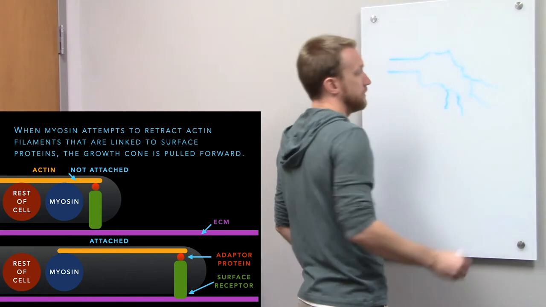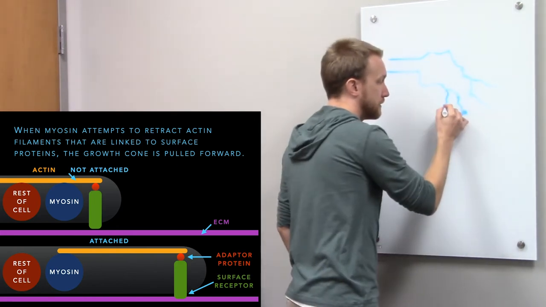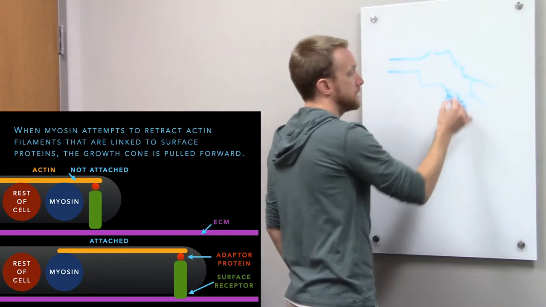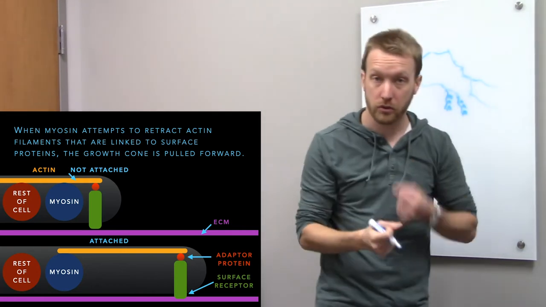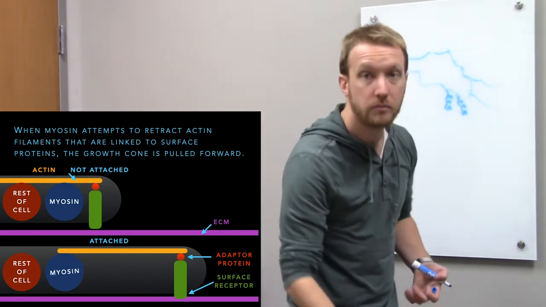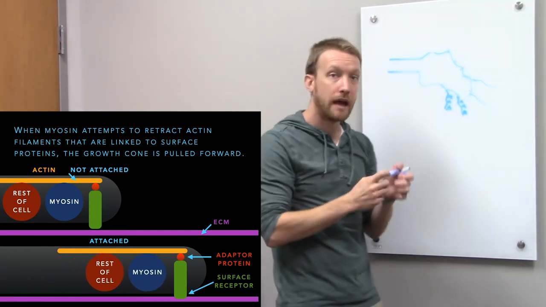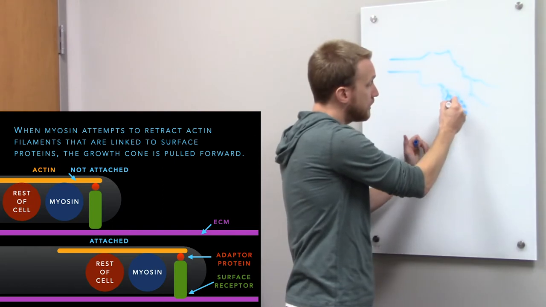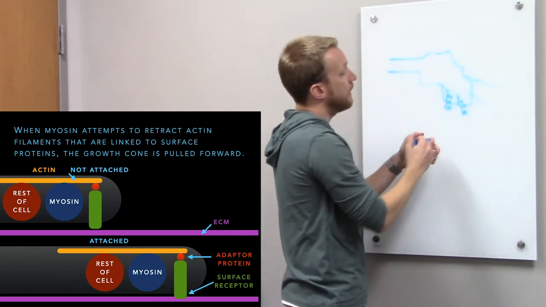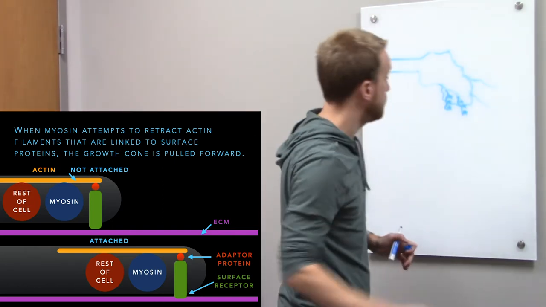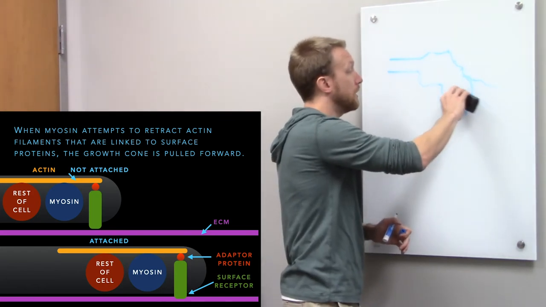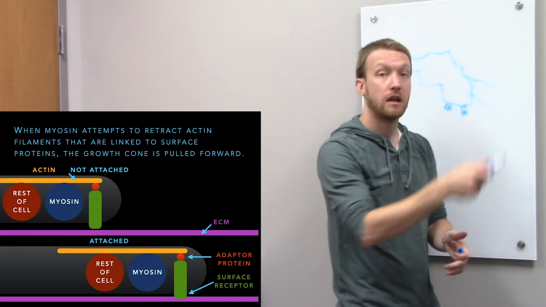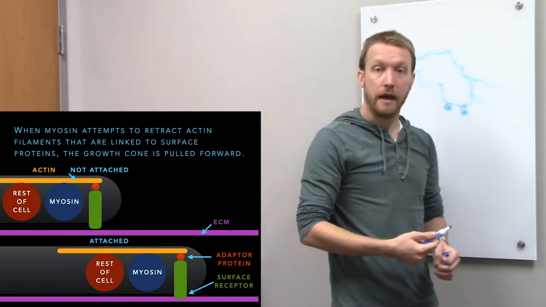So these filopodia were able to stick. Here we found surface receptors that we could stick to. So now we're still going to pull on our actin, but rather than pulling the filopodia back, we're going to pull the growth cone forward. And then we've now had a little bit of movement in this direction. We're still pulling on actin. We're essentially going fishing. We're going to cast out a line and we're going to pull it back in.